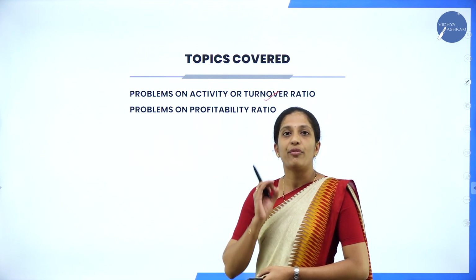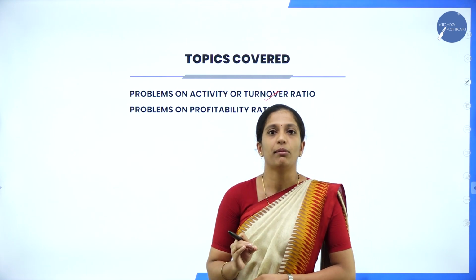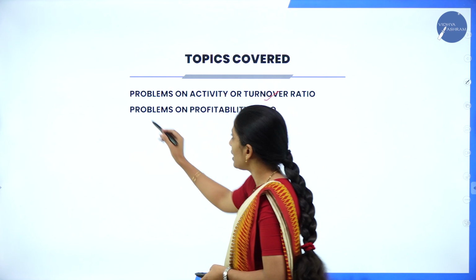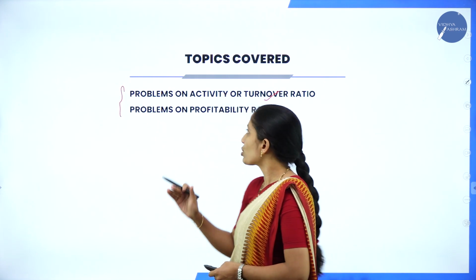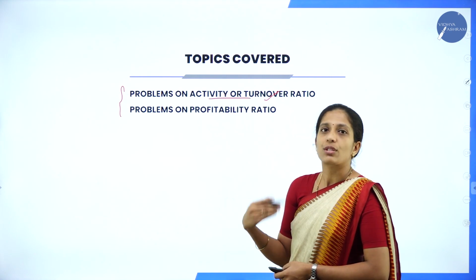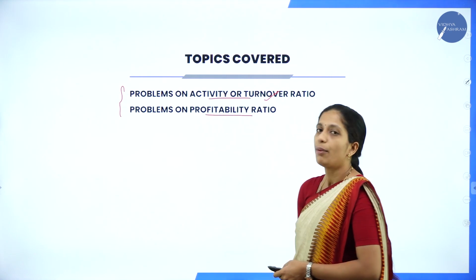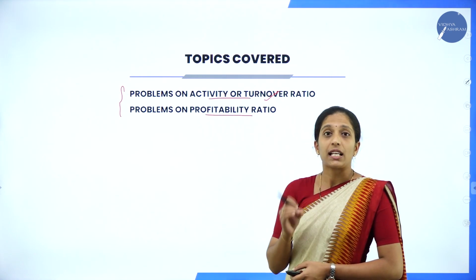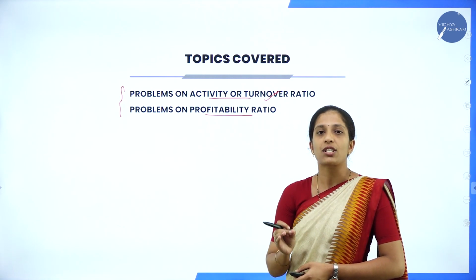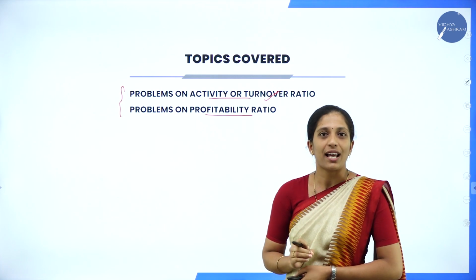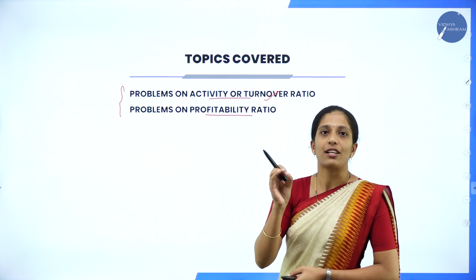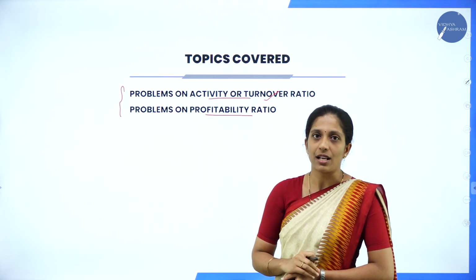As I told you, a very important question for 12 marks where they will combine these two ratios, where 3 ratios will be on activity ratio as well as 3 more ratios will be on profitability ratio, where each ratio carries 2 marks each. So they'll ask you 6 calculations of ratios, each ratio carrying 2 marks. So overall weightage of this problem will be 12 marks.